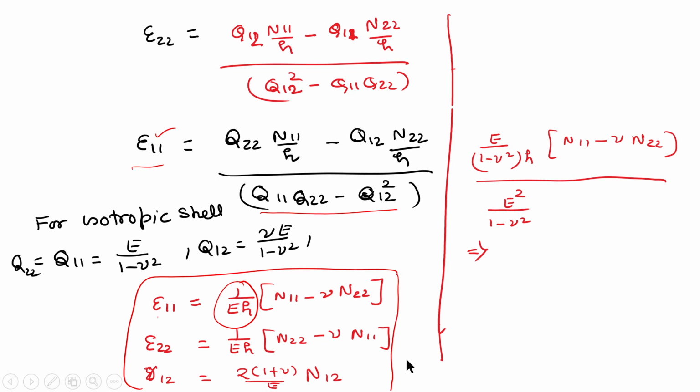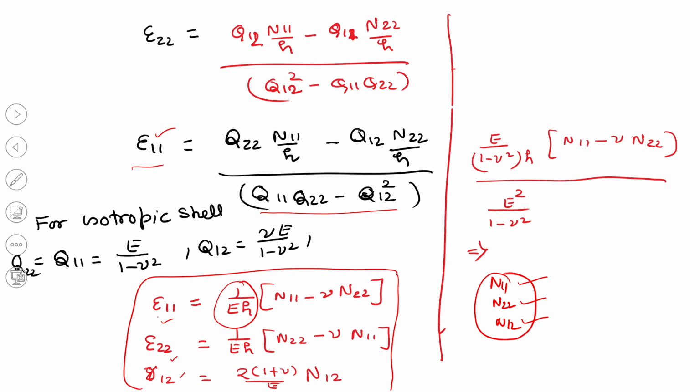You may be asking the question why we are interested in finding epsilon 11, epsilon 22 and gamma 12. Because our ultimate aim is to find the deflection or the strains in the body, and then if we are interested, to find the stresses. Because our governing equations are in terms of N11, N22 and N12, if we somehow know the values of the stress resultants, then we can tell how much strain will be developed in that body. So, we have derived the expression of strains in terms of stress resultants.